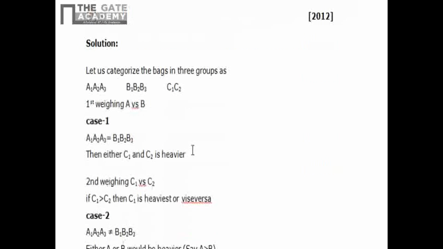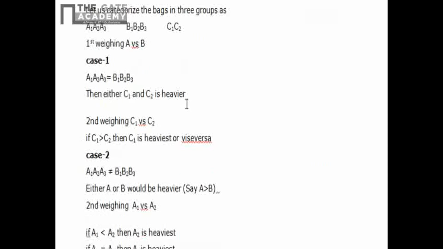The best approach is to categorize these bags into three categories: 3, 3, 2. First we'll weigh the first bunch, that is A, and the second bunch, that is B. I have named these categories A1, A2, A3, B1, B2, B3, and C1, C2. Total 8 bags. So first weighing is A versus B.